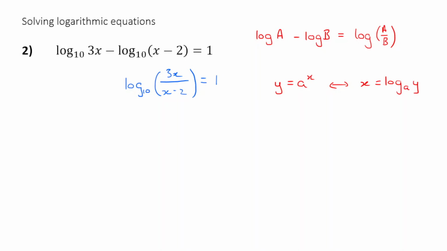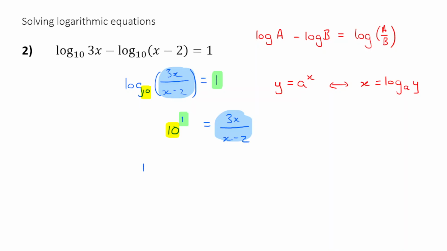So how can we apply it to this? What's our base? Our base is 10. What's our power? Our power is 1. Put the power there. And so that's got to be equal to 3x over x minus 2. So we just converted from logarithmic form to exponential form. And now it's become a problem which is relatively simple, because really this is just 10 is equal to 3x divided by x minus 2.